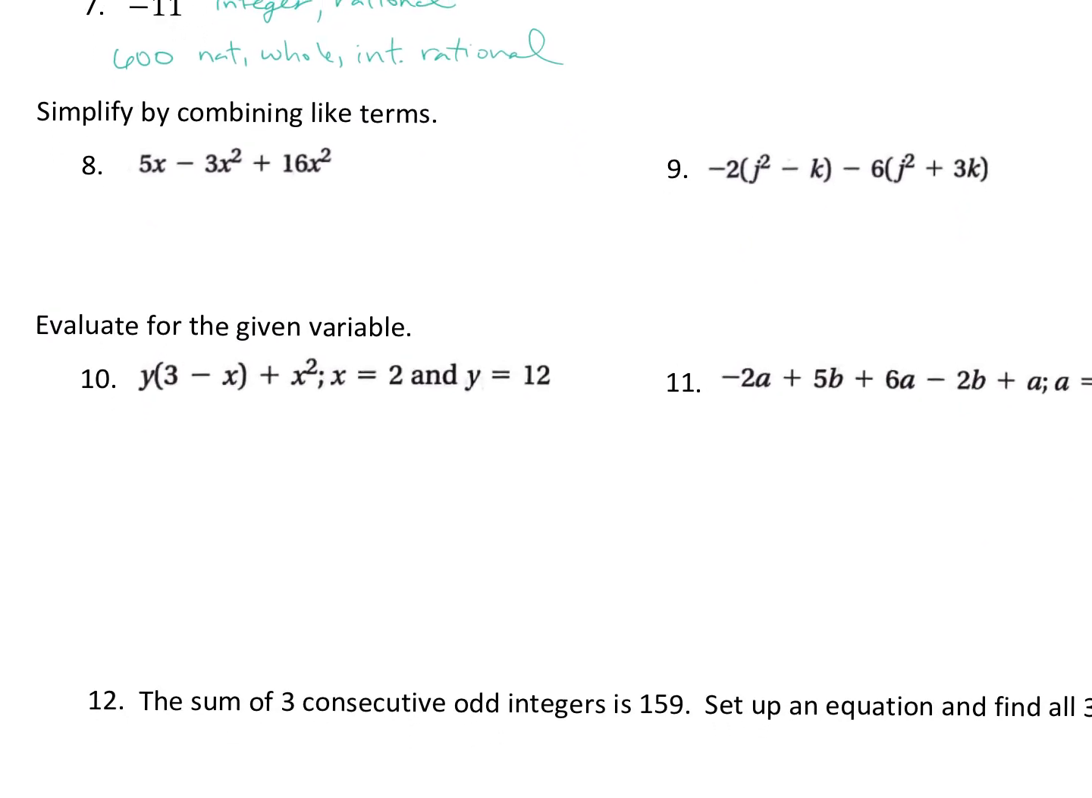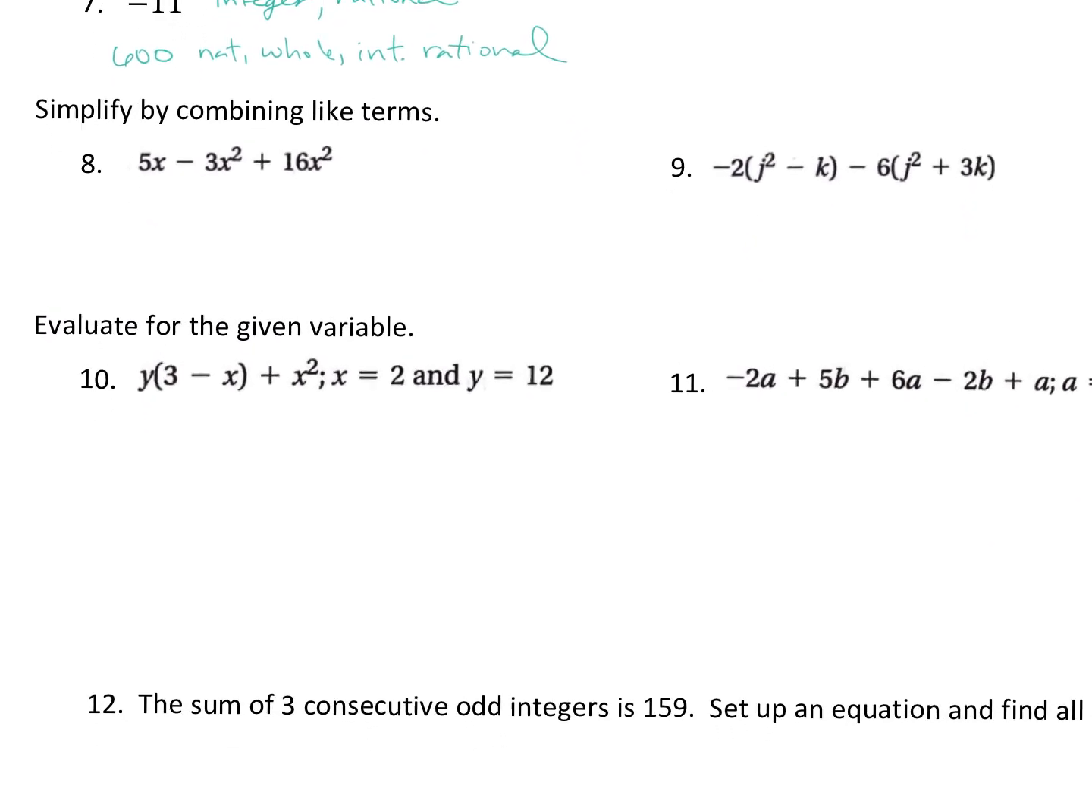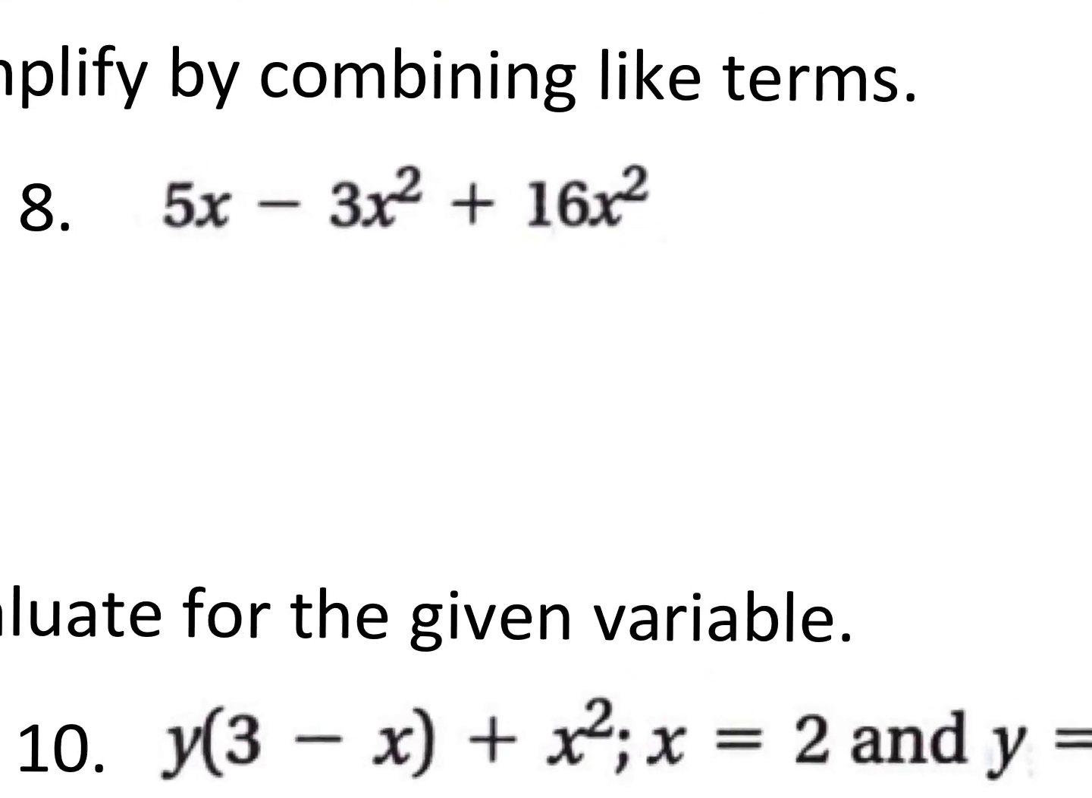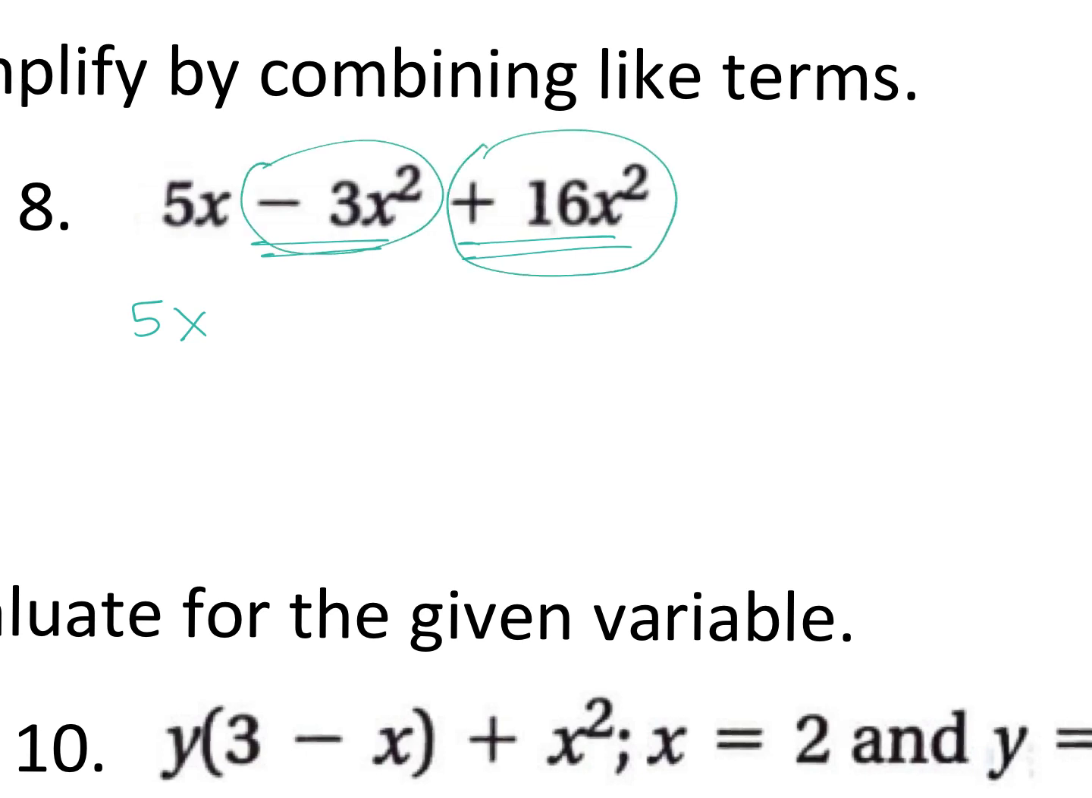Okay, combining like terms. So in order to combine like terms, what has to be true? Same variable? Can I combine all 3 of these? No. Your exponents have to be the same also with your variables, right? So we can do these 2 together. So it's going to be 5x. This is a negative 3x squared plus 16x squared. What is that? A positive 13x squared.